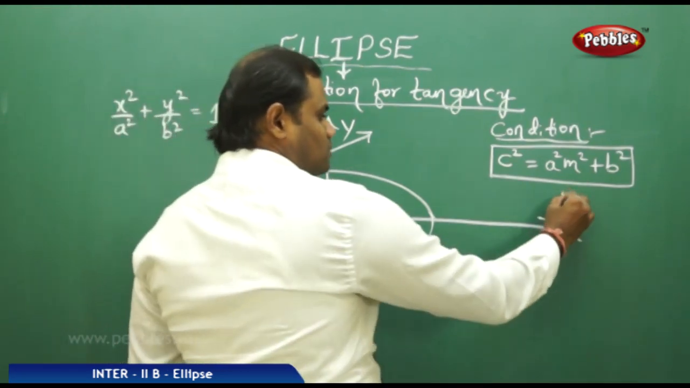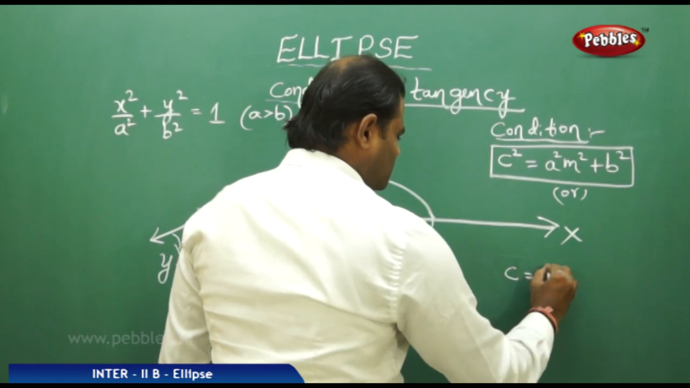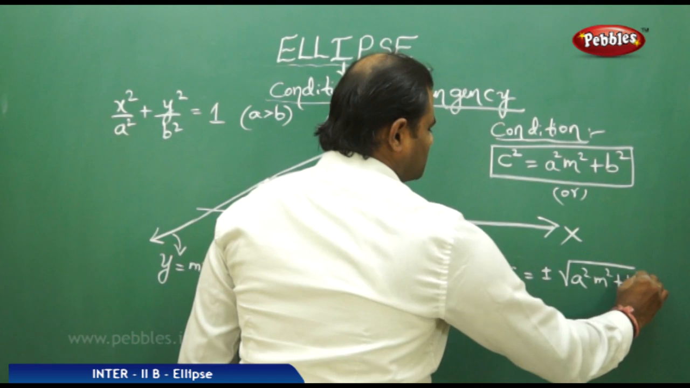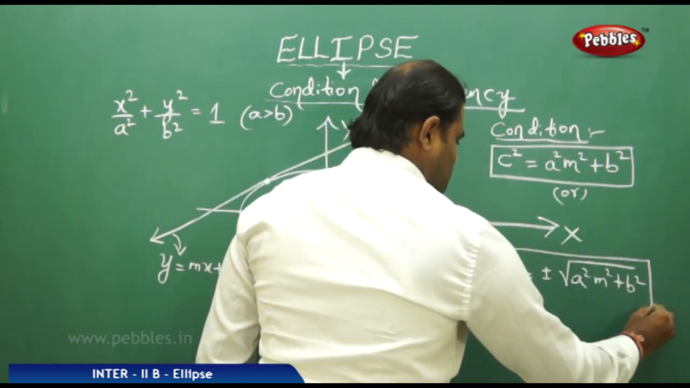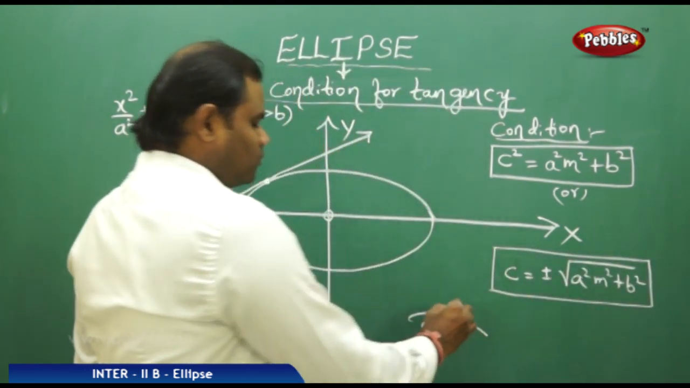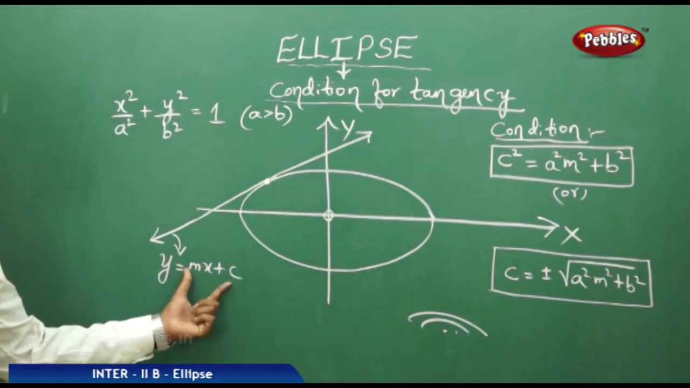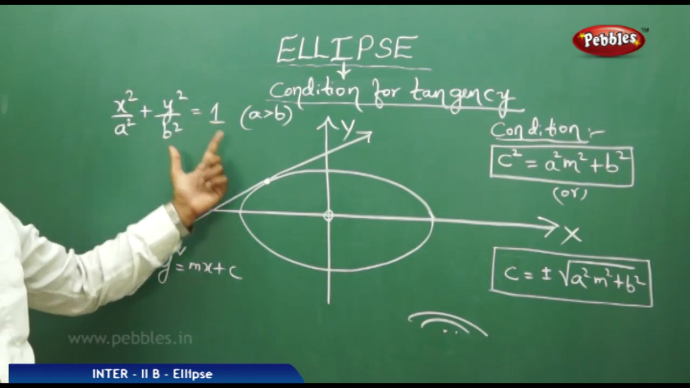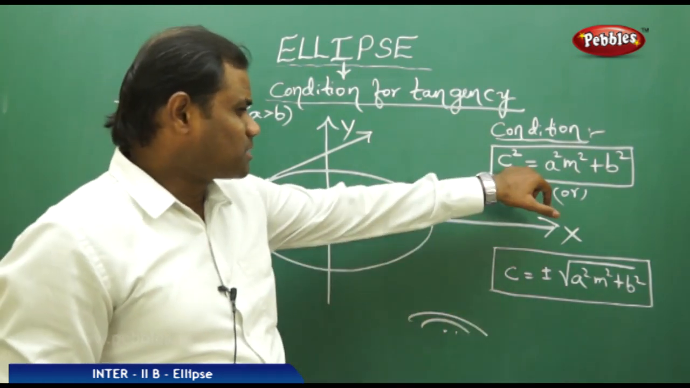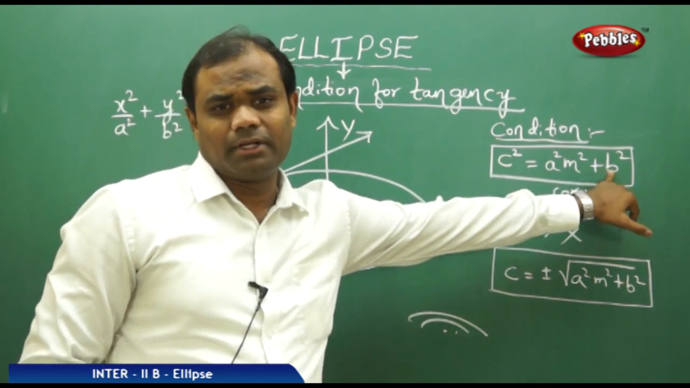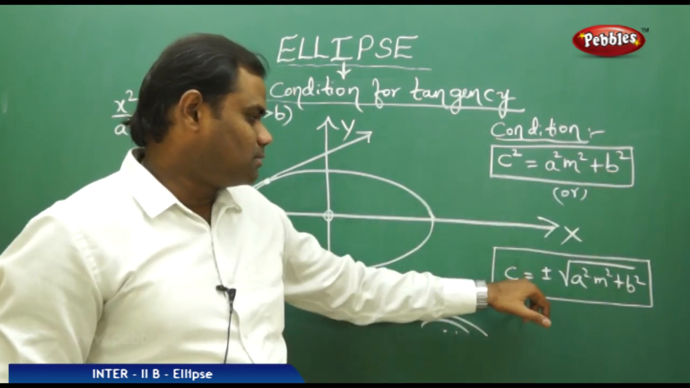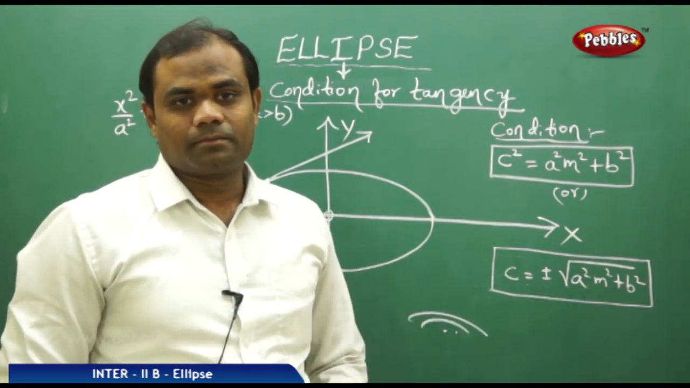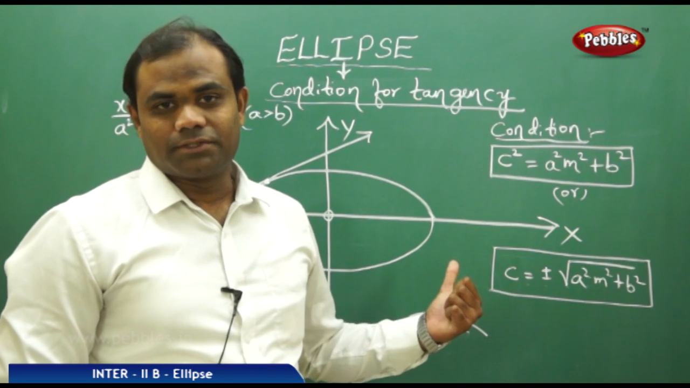Or this can also be taken as c equals plus or minus root of a squared m squared plus b squared. So the condition for y equal to mx plus c to be a tangent to the ellipse x squared by a squared plus y squared by b squared equal to 1 is that c squared must be equal to a squared m squared plus b squared, or c must be equal to plus or minus root of a squared m squared plus b squared. Condition for tangency.